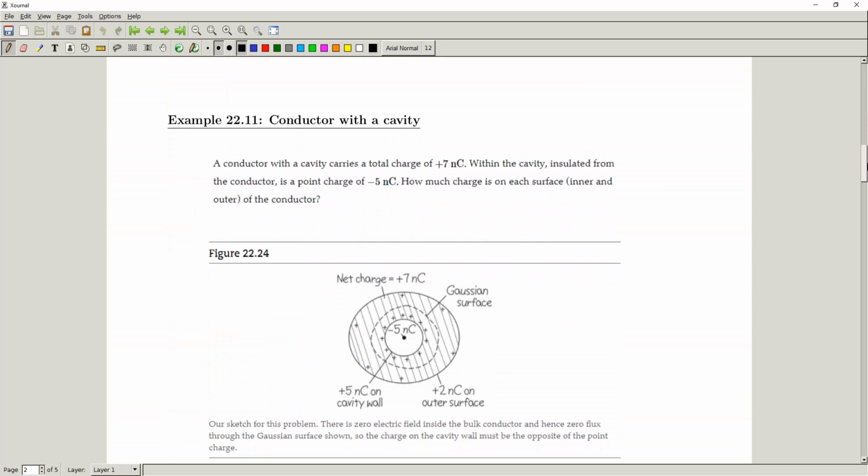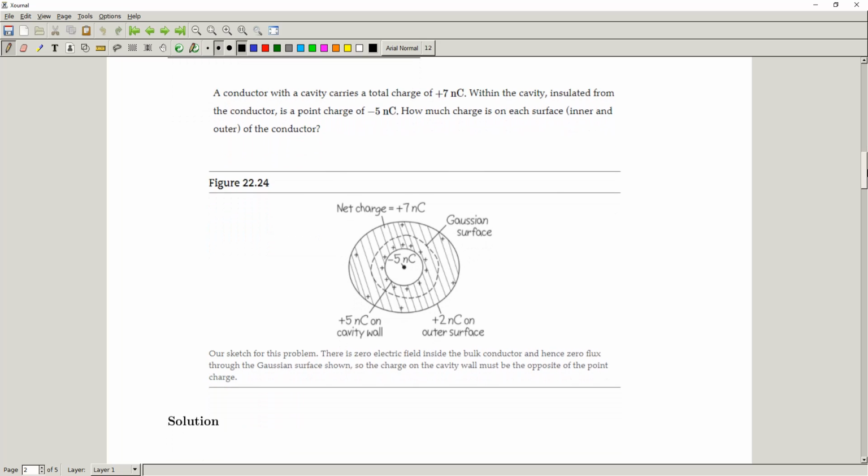Now we're going to take a look at a quick example here. This is a pretty simple example, but still good to look at. It's basically just the setup that we saw above, but with some numbers. So what do we have here? We have a conductor with a cavity that carries a total charge of plus 7 nanocoulombs. Within the cavity, insulated from the conductor, is a point charge of minus 5 nanocoulombs. How much charge is on the surface, both the inner and outer surface of the conductor?